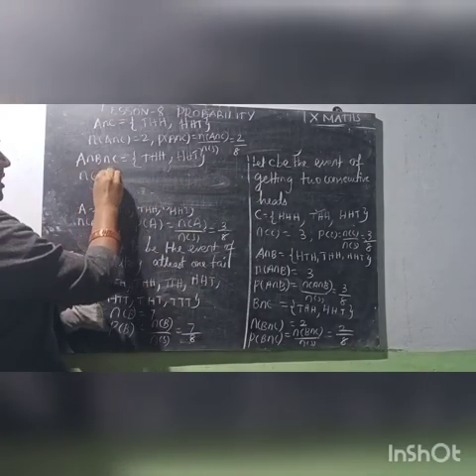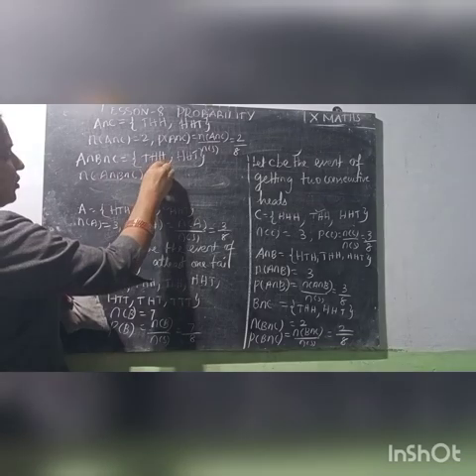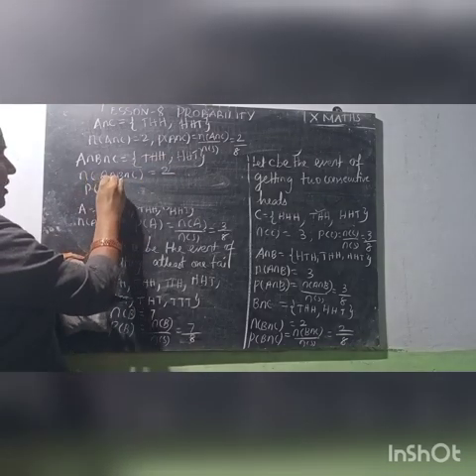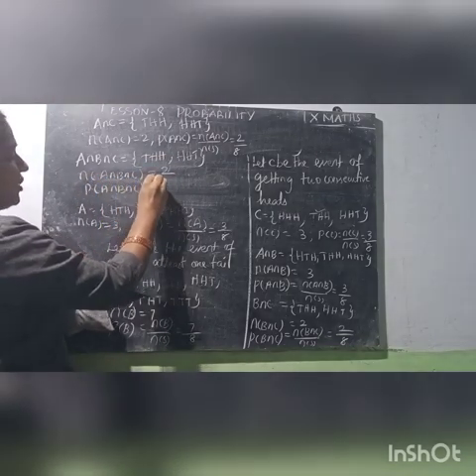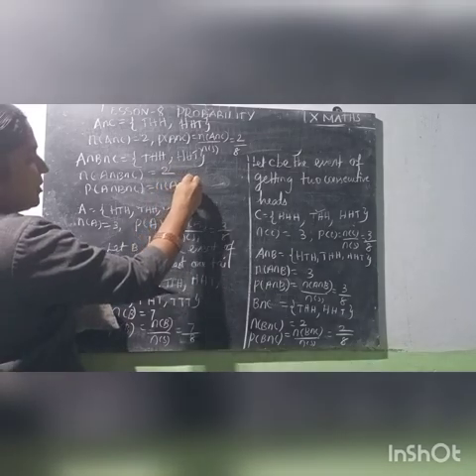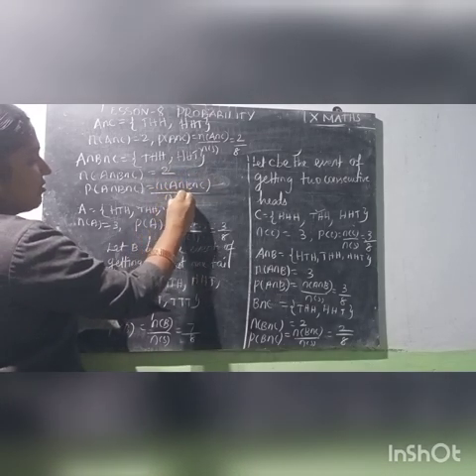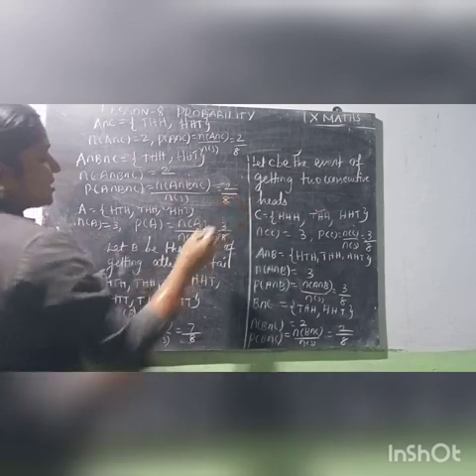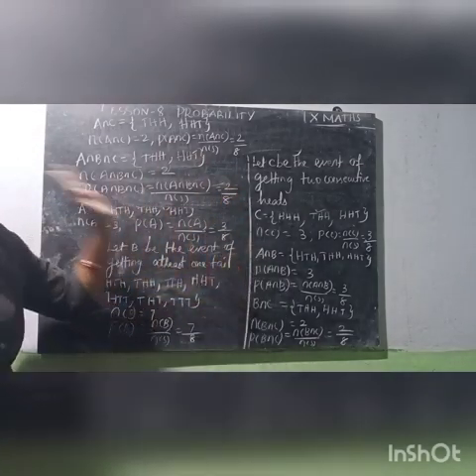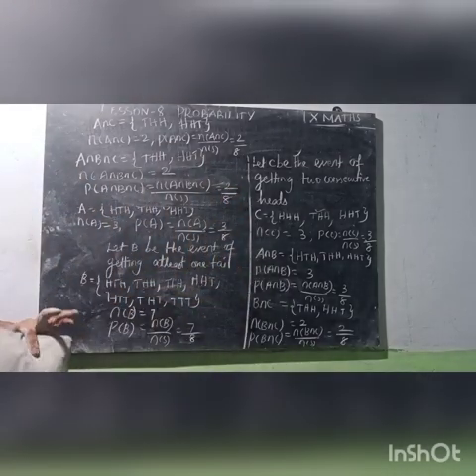So for all three, the common events are 2. N of A intersection B intersection C equal to 2. So P of A intersection B intersection C equal to N of A intersection B intersection C by N of S, equal to 2 by 8. Now we got all the values, and we can substitute them into the formula.